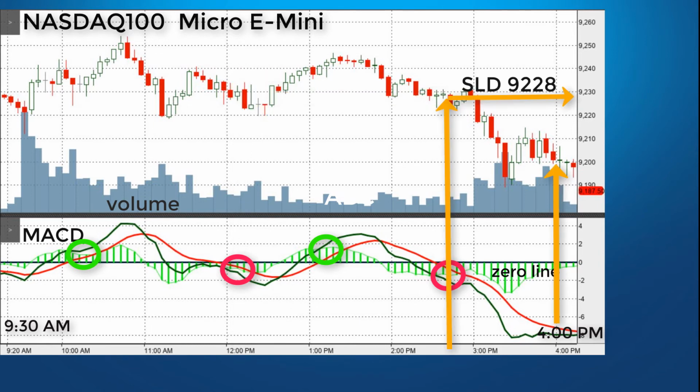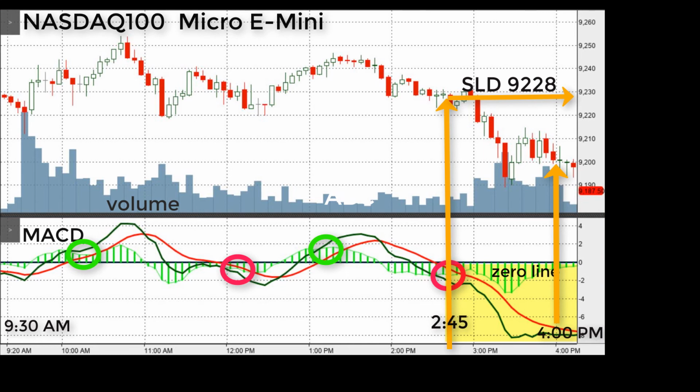Take a look at the next sell signal, which is going to have tremendously better results. At 2:45 p.m. we get the sell signal, and we sell at about 92.28. And as you can see, between 2:45 and 4 p.m., direct your eyes down to the bottom pane and the red and green lines in the MACD indicator. Between 2:45 and 4 p.m., you'll see the red line remains over the green line all the way until 4 o'clock, where we get out of the trade at about 92.00.